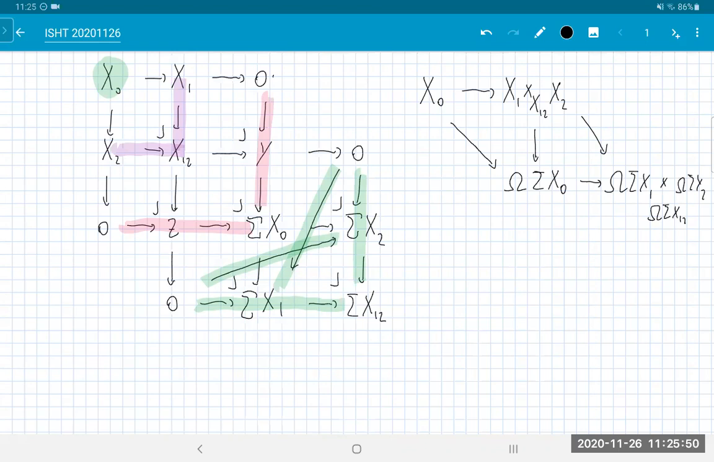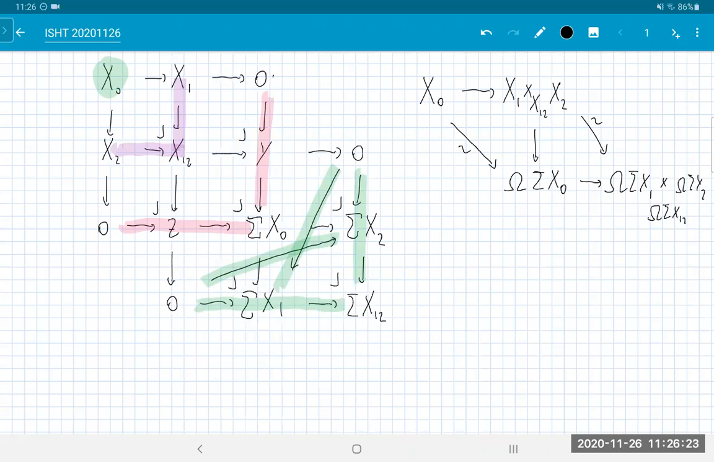Okay, granting that, I'm going to justify it in a minute, but granting that, you'll notice that this map is an equivalence because omega and sigma are inverses and this is just the unit of the adjunction. And the same is true for this. This is an equivalence. And then by just applying the 2 out of 3 argument repeatedly, everything is an equivalence in this diagram.